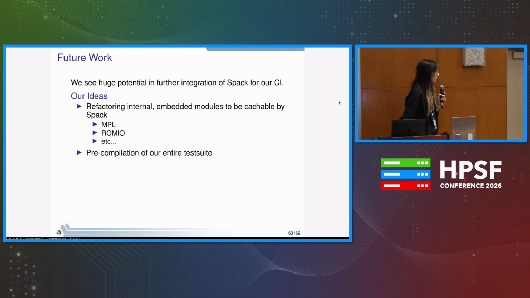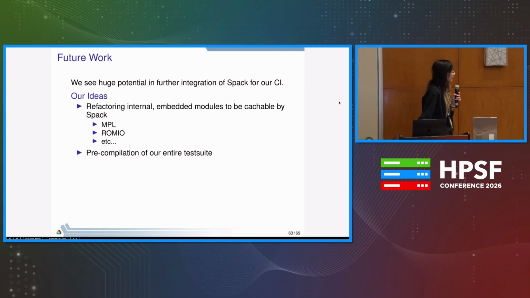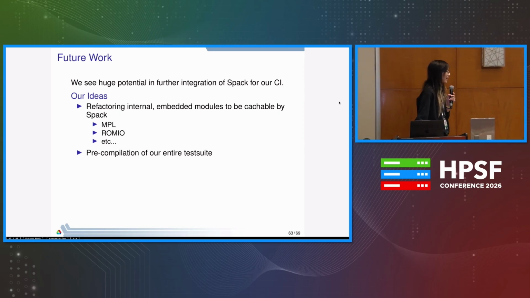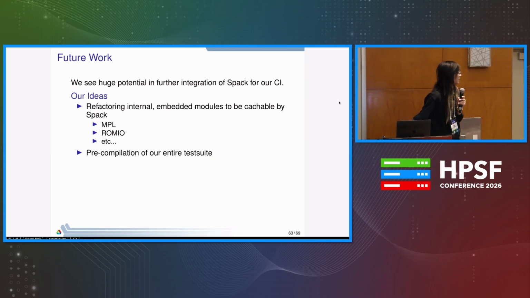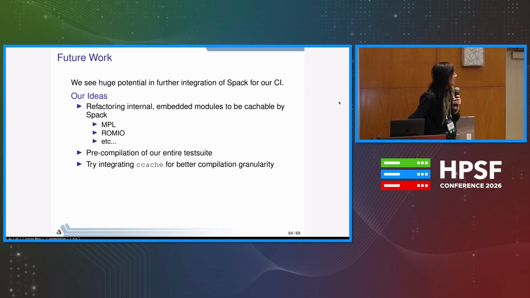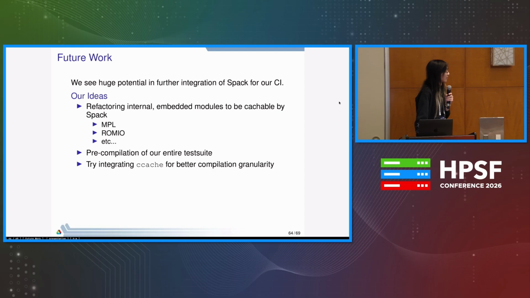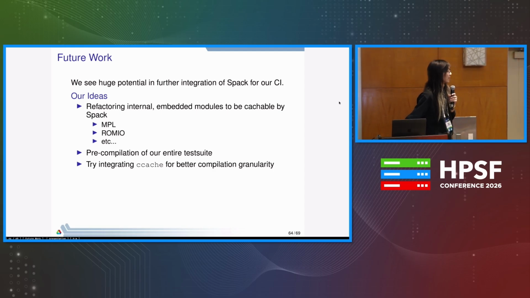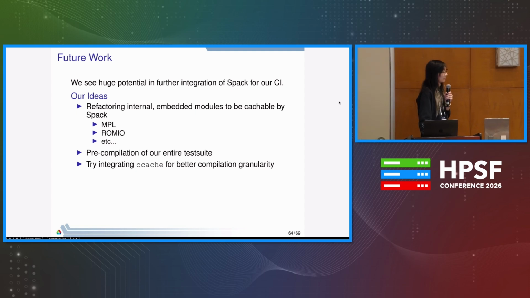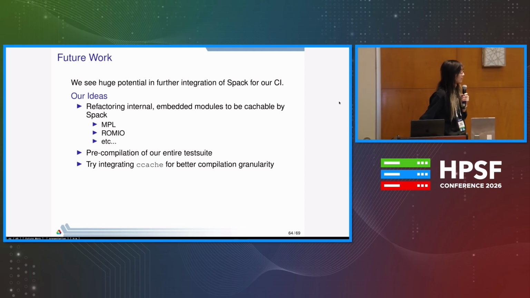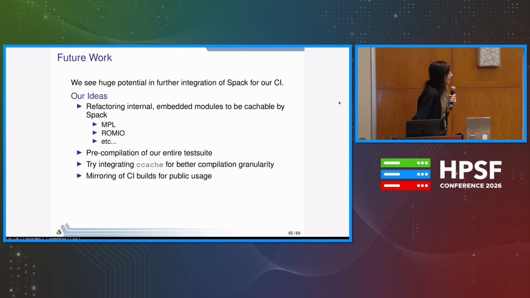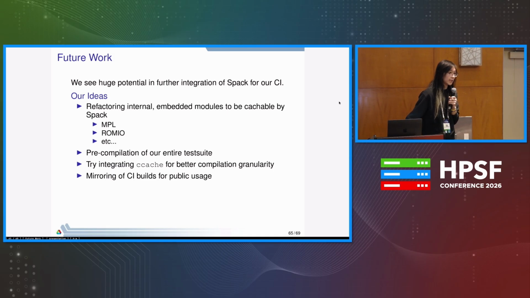So we need some sort of monadic build system, kind of, which I don't think necessarily Spack has yet, but it could be engineered from a lot of hackery and maybe some SquashFS images or something. We also want to try out the ccache functionality in Spack, because that can provide greater granularity down to the translation unit instead of per-package granularity. So that could be even better speedup, especially for PR builds, for example, where very little object files change in practice. And we also can mirror our CI builds for public usage too.